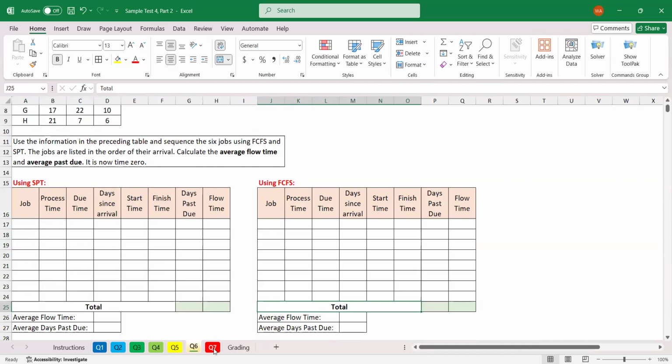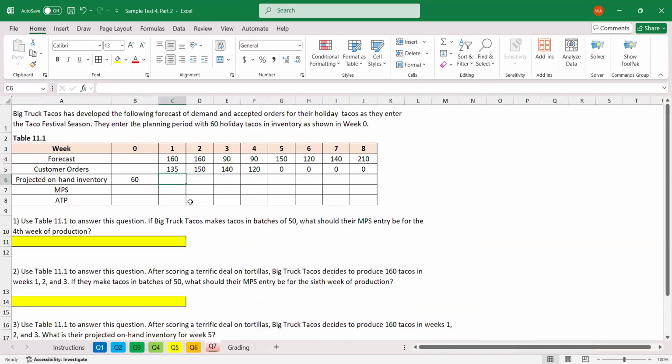Okay, let's move on to the last question, question 7. Question 7 is an MPS, master production schedule question, where we're looking to see, do we have enough inventory to satisfy customer orders? Okay, so we have been given a projection of what customers are going to buy. We've been told what customers have already ordered. And then we've been told in the prior week, we have 60 tacos already on hand.